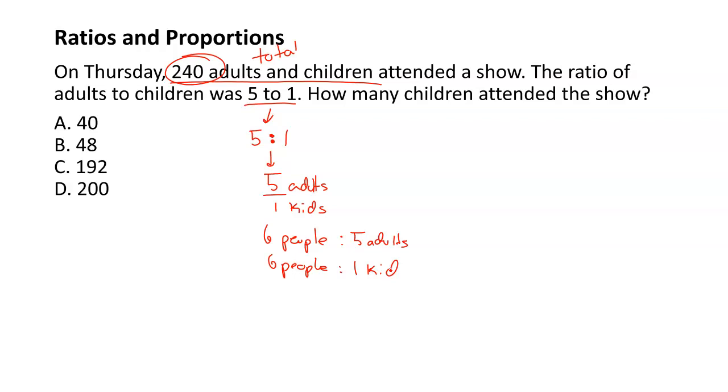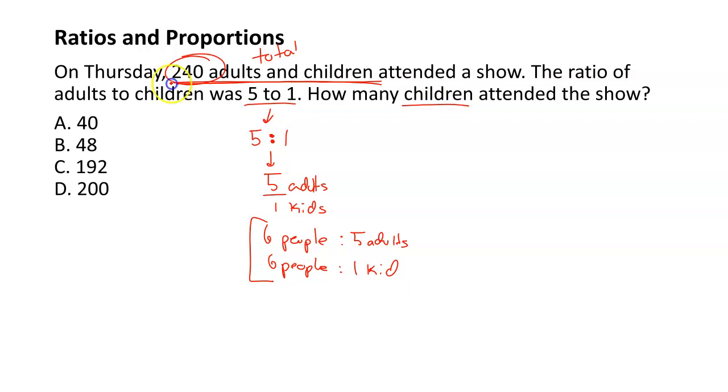So they told me 5 to 1 for adults to kids. But then that's a total of 6 people. So 5 adults for every 6 people, 1 kid for every 6 people. And we need to do this because what they give us is a number of people. Total number of people. All right? So using this ratio, we want to figure out how many children attended the show.